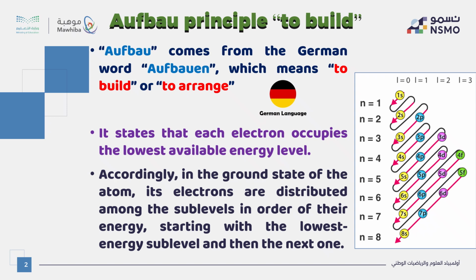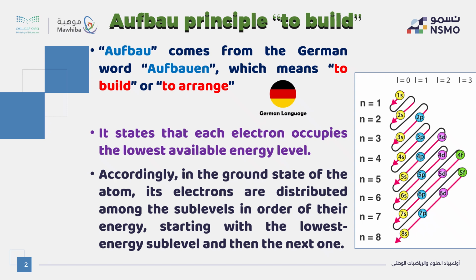How to read the diagram step by step? You start at the top and follow the arrow downward. We start with 1s, 2s, 2p, 3s, 3p, 4s, 3d, 4p, 5s, 4d, 5p, 6s, 4f, 5d, 6p, 7s, and so on. This is ordered exactly how we write electron configuration. Electrons behave the same way.